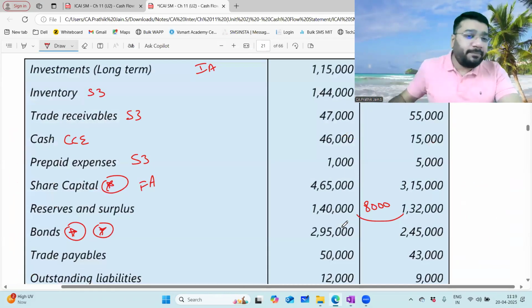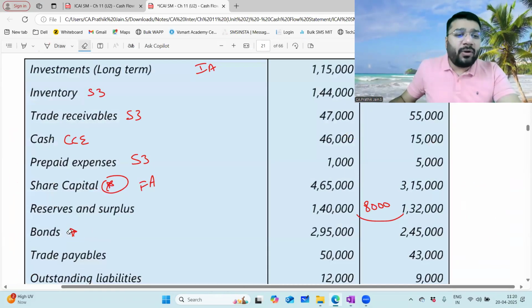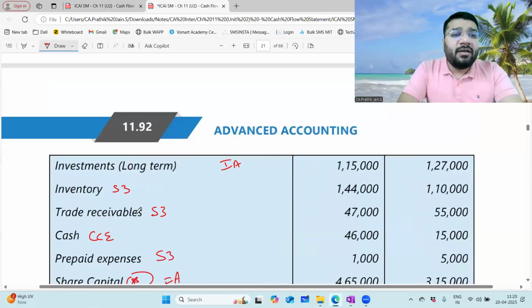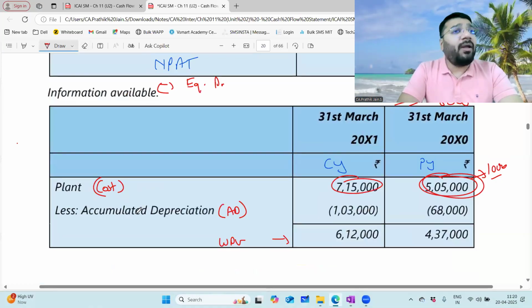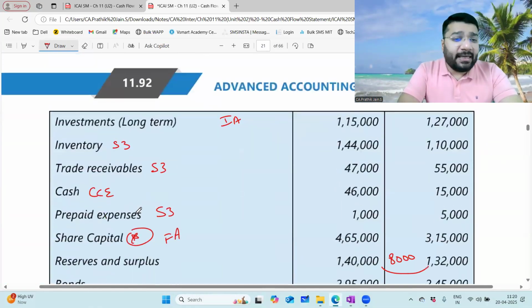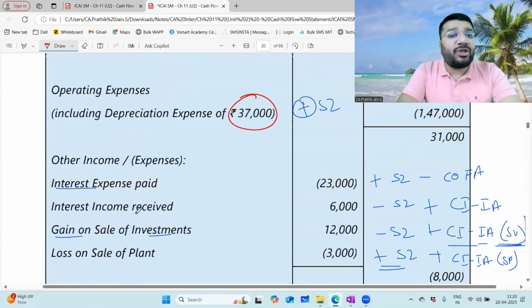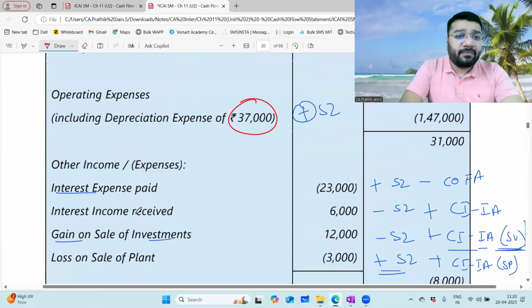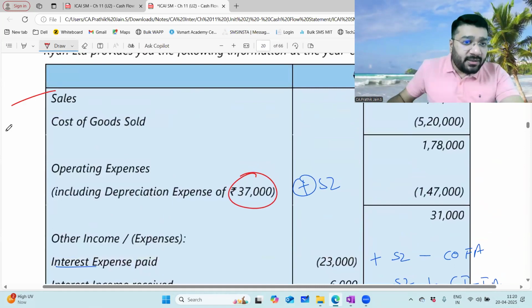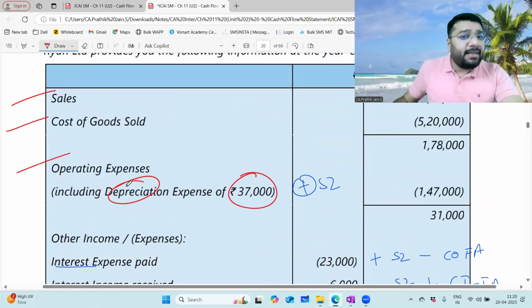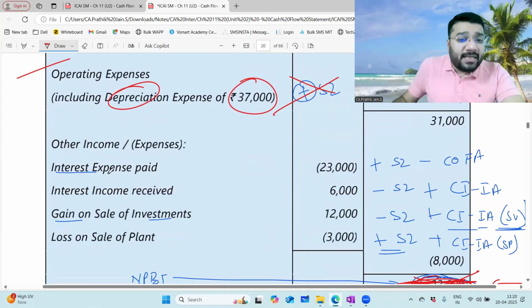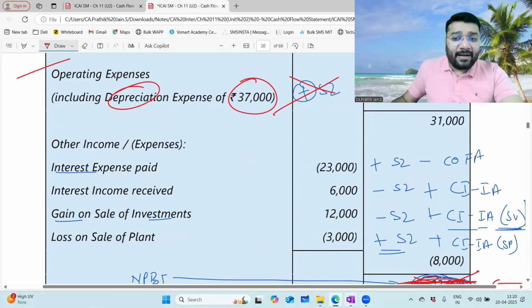Any other account to be opened? Share capital. That is not going to affect my segment 2 anyway. So any other segment 2 items? Sir, from the notes or information available, I don't find anything else. But if I go back to the question, I have some information here. Leave this. Depreciation already taken care of. Interest expense paid 23,000. Did we add this in segment 2? No. So please add it.